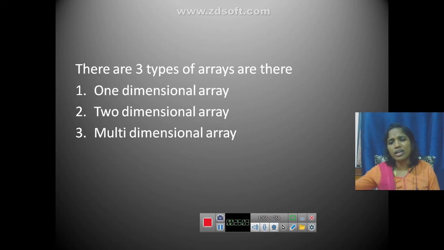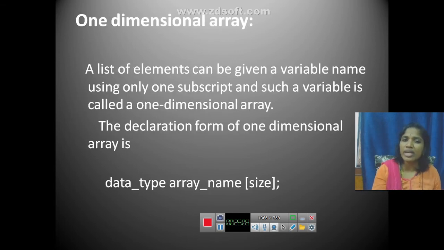One-dimensional means singular, only one line, what we have seen till now. In a one-dimensional array, a list of elements can be given a variable name using only one subscript. One subscript means only one index, and such a variable is called a one-dimensional array. Whatever examples we have seen, balance or element or numbers, all come as one-dimensional arrays. We have seen numbers of 0, numbers of 1, balance of 0, balance of 9, and elements of 0. So only one subscript means one-dimensional array.